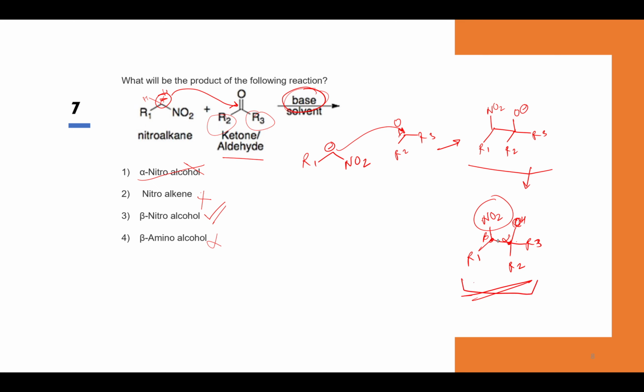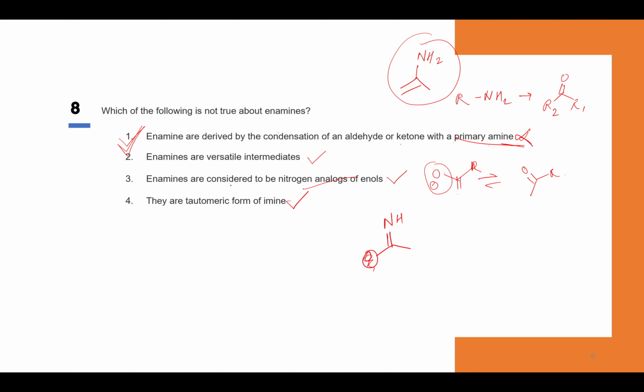So this alcohol has a beta nitro substituent, right? Because it is an alcohol and a beta nitro group is there, the correct answer is beta nitro alcohol, beta nitro alcohol. So according to our mechanism, option number 3 is the correct one.